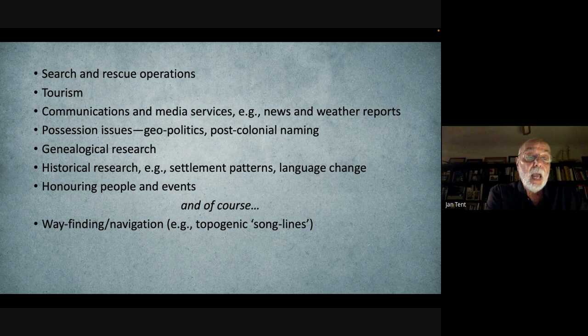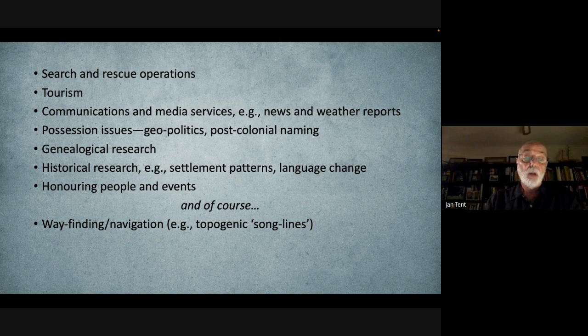And historical research, settlement patterns and language change, I'll give some examples of that. And of course, place names also honor people and events. Quite a lot of towns and cities are named after people, honoring those people. And of course, place names, probably their most important function is navigation, to find our way.